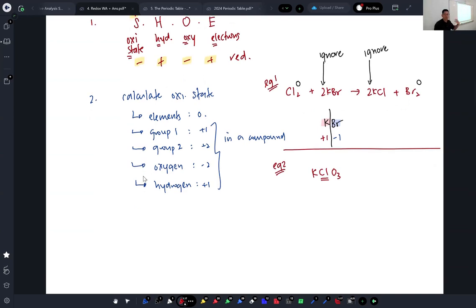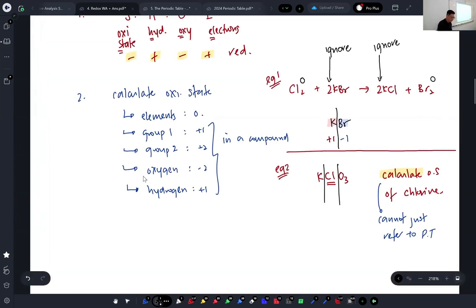Now, if the question says, calculate the oxidation state of chlorine, you cannot just refer to the periodic table. When you see this word here, usually what they mean is you cannot just refer to the periodic table. Otherwise you'd say, oh, chlorine group 17, minus 1, and be wrong. So what you want to do, same thing, is split your compound into elements first. Fill these in first.